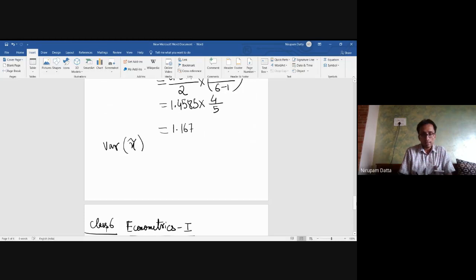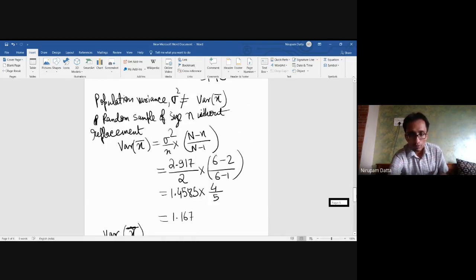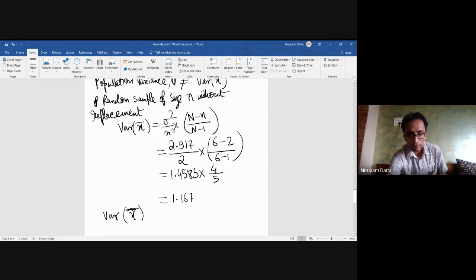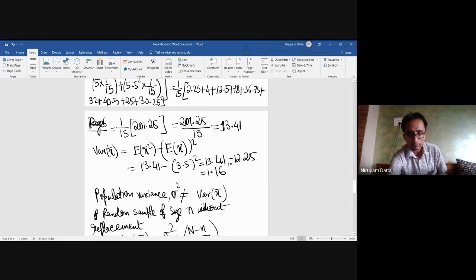So in case of simple random sample without replacement of size n, we'll have to use this formula, using the value of the population variance, which is sigma square. We have to use this formula for the variance of the sample mean, which is what we got here also, 1.16. So the 7 part is not appearing, so that is an adjustment which is happening, some adjustments up to 3 decimal points. So this is what we get.